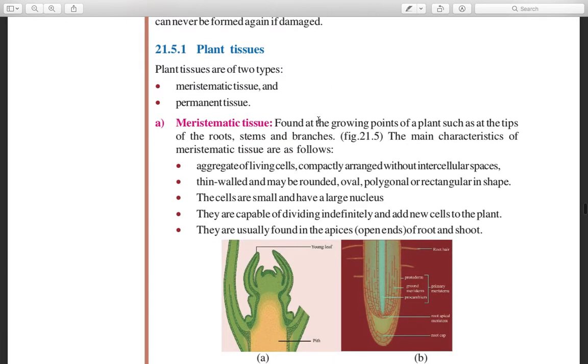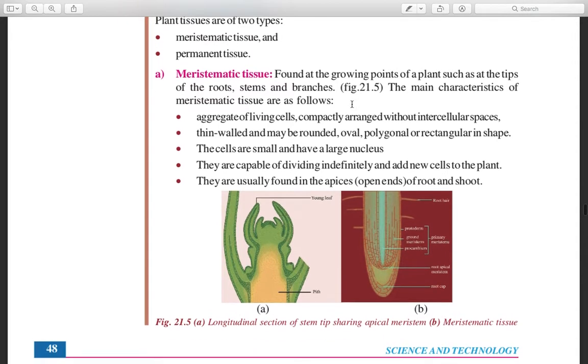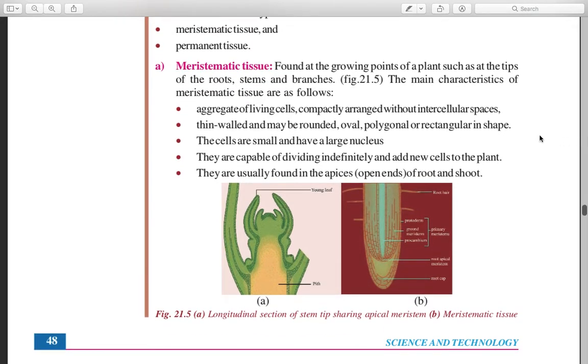First, we will see plant tissues. There are two types of plant tissues. One is meristematic tissue, and the other is permanent tissue. That you have to remember. The first one is meristematic tissue. It is usually found in the growing points of a plant, such as the tips of the roots, the tip of the stems, and the branches.